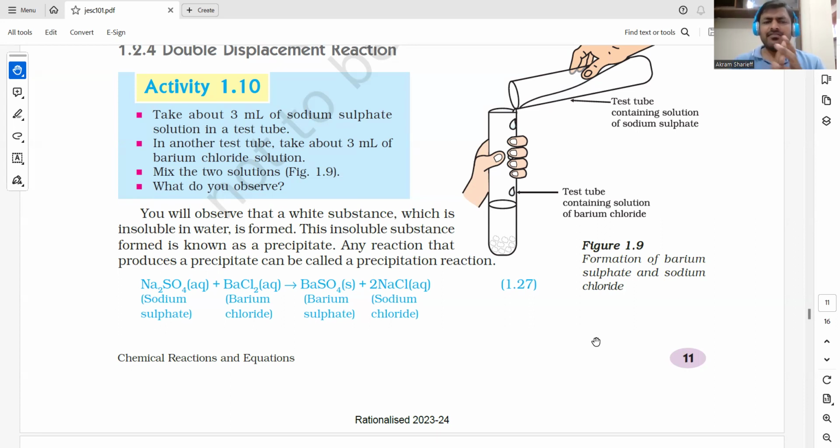And in this reaction, everything is in aqueous form. But there is one solid form that is being formed, and it will deposit at the bottom of the test tube. That is the barium sulfate. Such a solid, insoluble substance which has been formed is called what? Precipitate. And this reaction is also called a precipitation reaction. Any reaction that can produce a precipitate can be called a precipitation reaction.